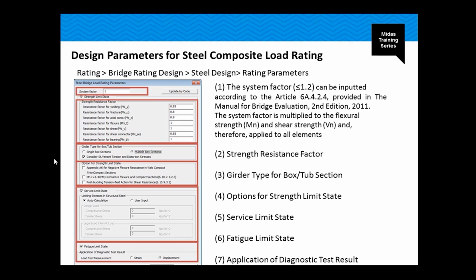Then you have the options for strength limit state. You can apply the Appendix A6 for negative flexure resistance in web compact or non-compact sections. You can also apply the positive flexure in compact sections, or the post-buckling tension field action for shear resistance. These are the strength limit state options that you have in the program that you can use to make a more complete or detailed load rating for your bridge.